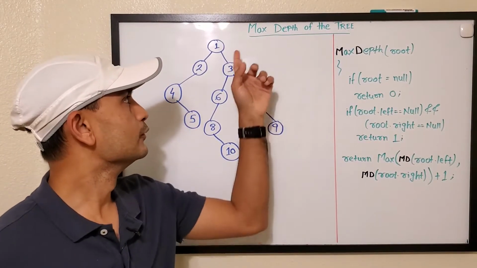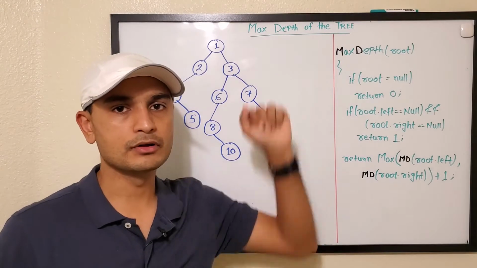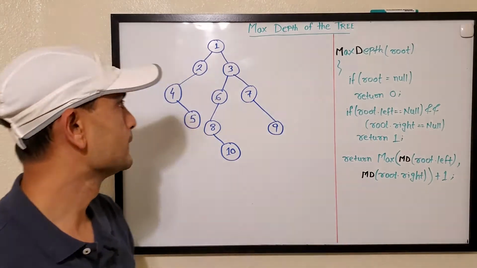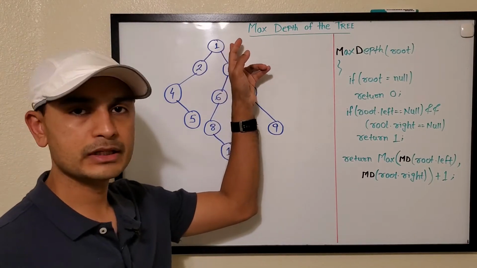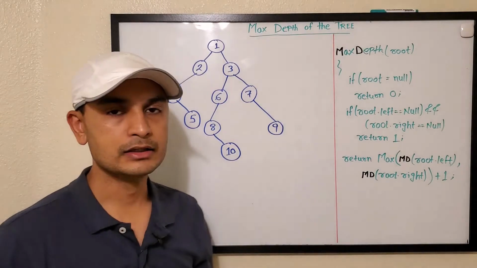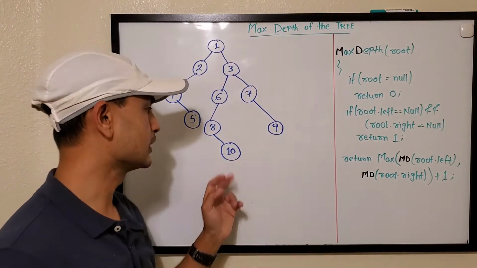In this video, we'll take a look at max depth of the binary tree. So what we need to do in this video is find the maximum depth from the root to the lowest child, like the distance between root and the farthest child.